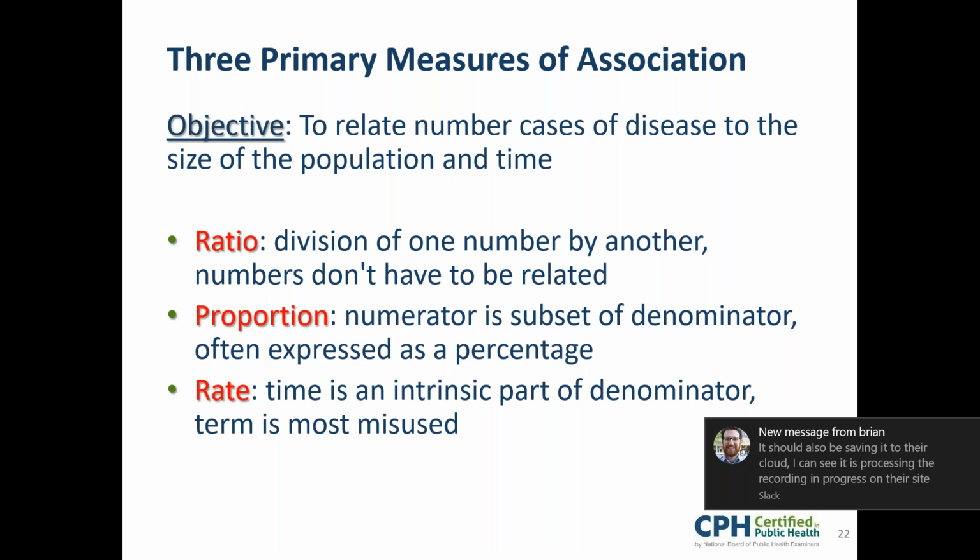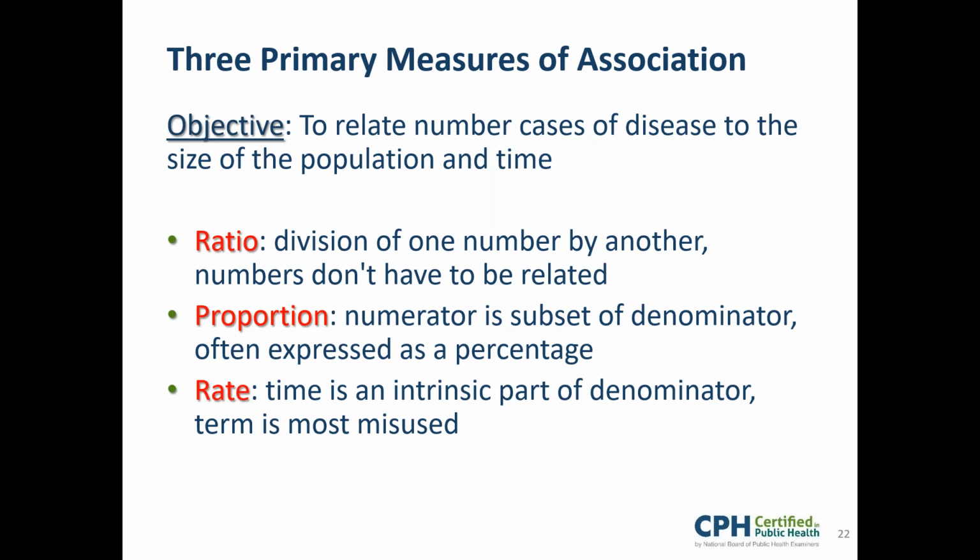All right, now on to the primary measures of association. The primary objective of measures of association in epidemiology is to relate the number of cases of disease or health events to the size of the population and the timing of the occurrence of these diseases. So ratio is one number over another, or the division of one number by another. The numbers don't have to be related. For example, we may want to look at the ratio of men to women in terms of a particular outcome.